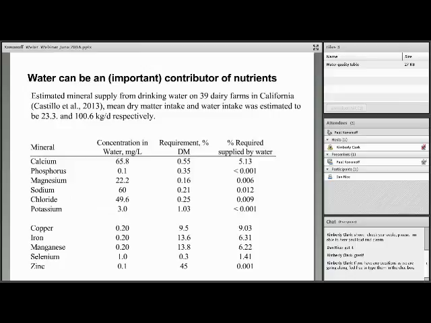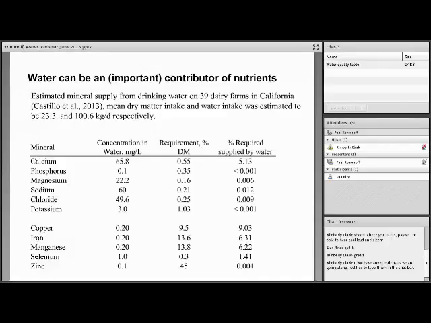Okay. One thing I want to impress upon the audience is water can actually be an important contributor of nutrients. We often think of water just containing oxygen and hydrogen. The reality is it can contain minerals that can actually supply nutrients to the animals. These nutrients are usually good, but sometimes they can be in excess. And so this is a good reason why I recommend that you predict water intake based on some water quality tests.